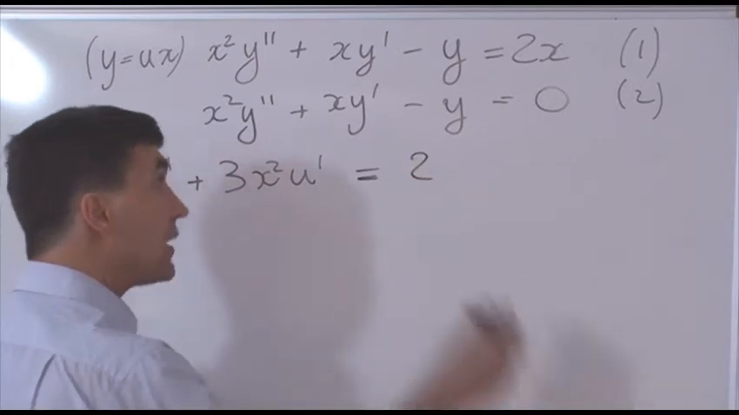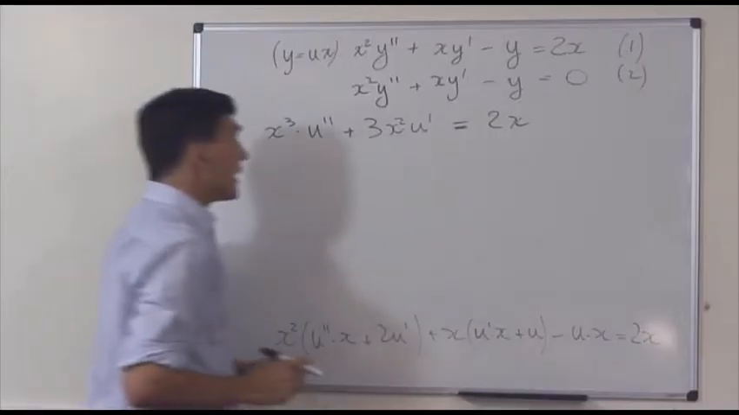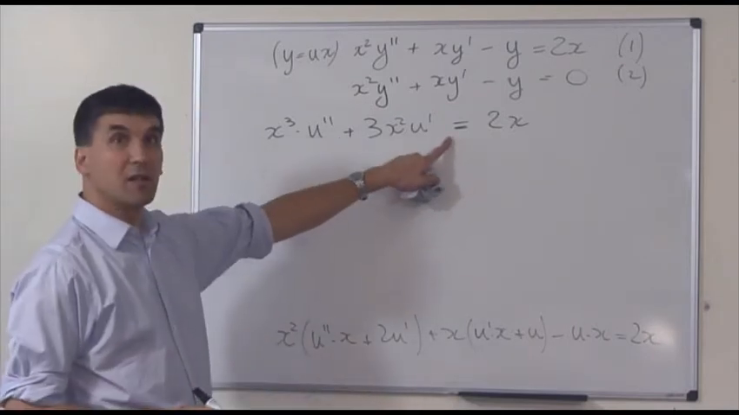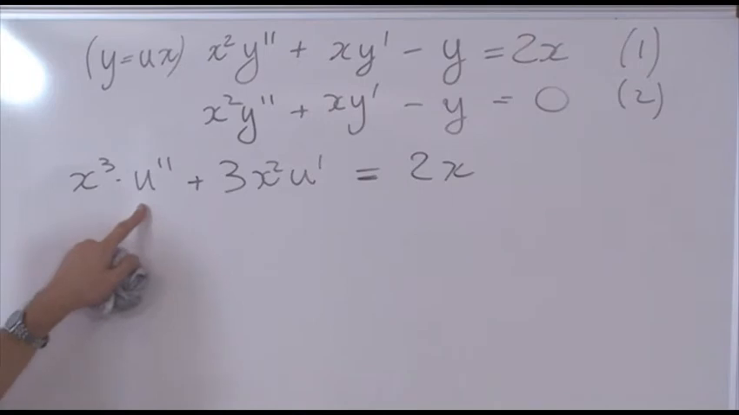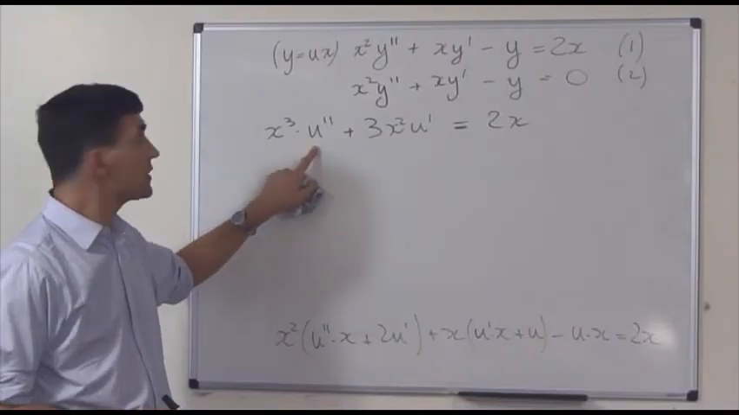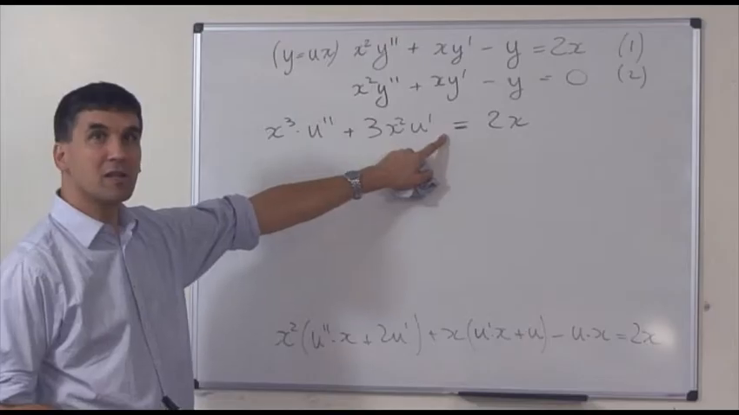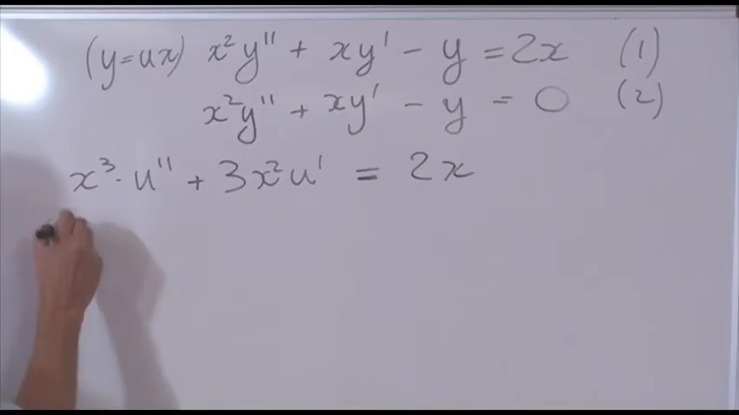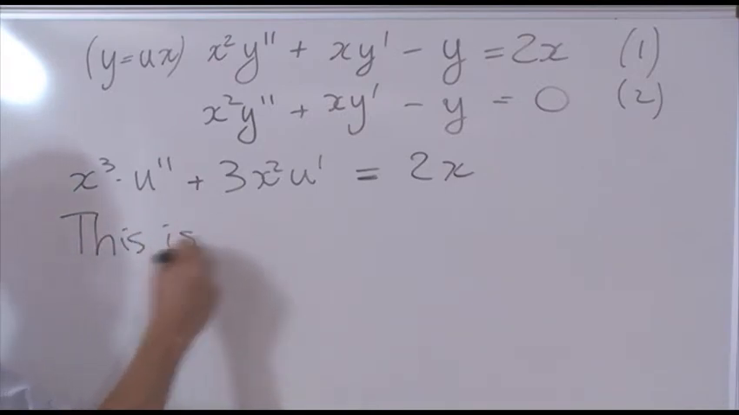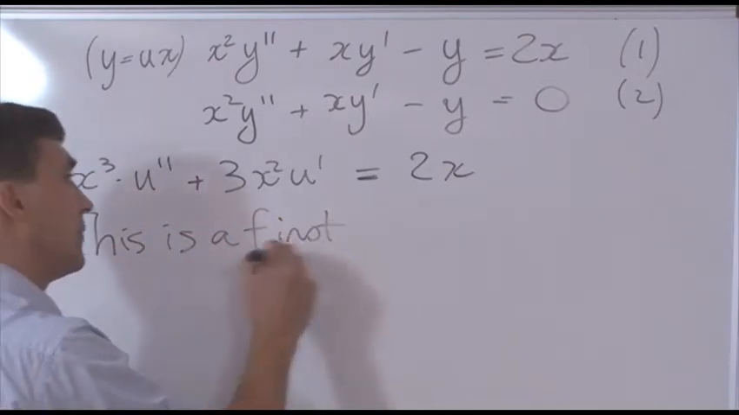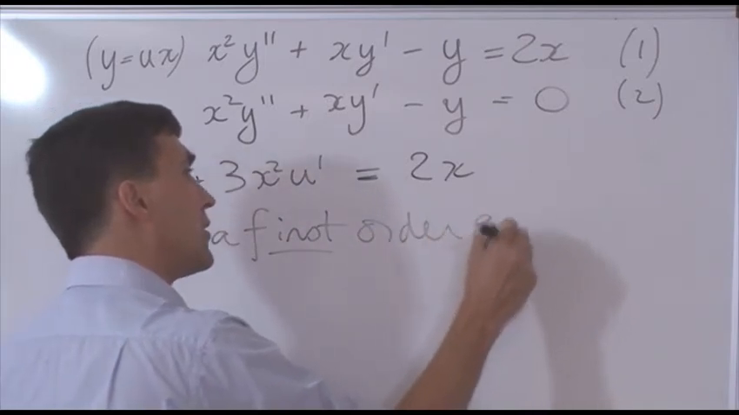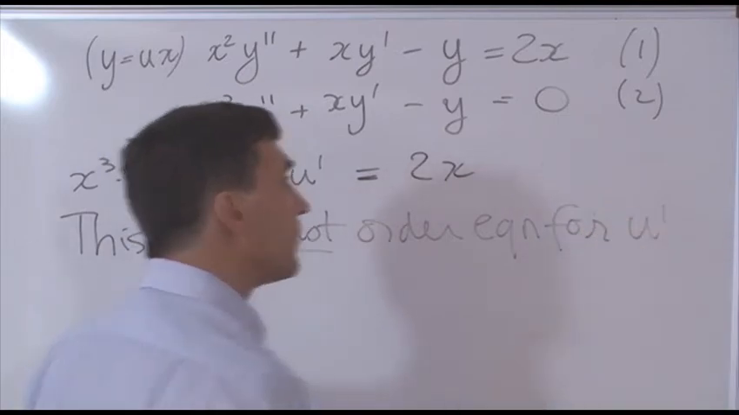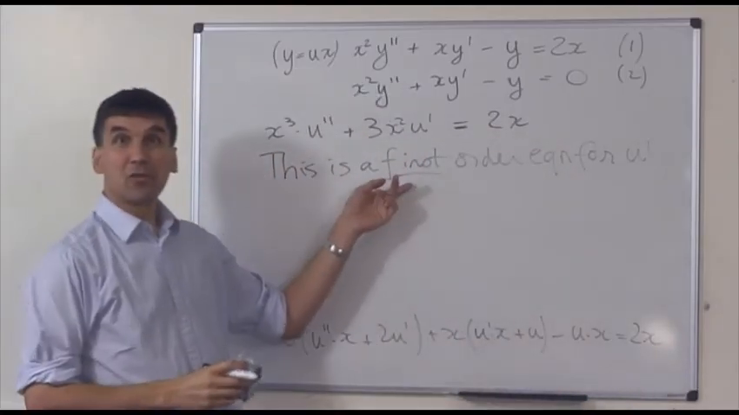What we have left is the 2x from the right hand side. Okay, so the u term has vanished. So now, although this still looks like a second order equation, it's got two derivatives, because there's no u term, really this is a first order equation for du by dx. So this is an equation for u prime. Okay, so that's why the method is called reduction of order.